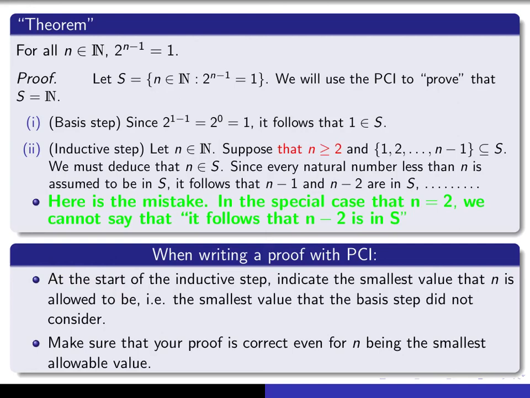And note that you should keep an open mind about the first one, because it's not always going to be the case that the basis step consists of just showing that 1 is an element of S. Sometimes it's going to be necessary for you to prove that a few of the small natural numbers are elements of S. And you're going to see examples of that in the next few videos.